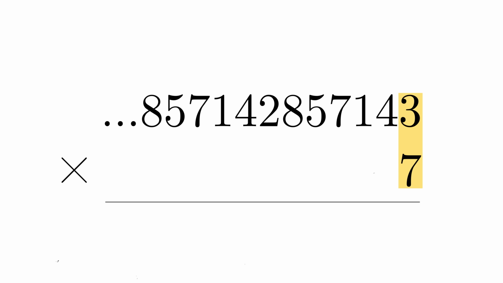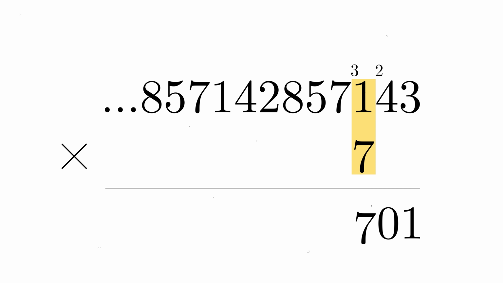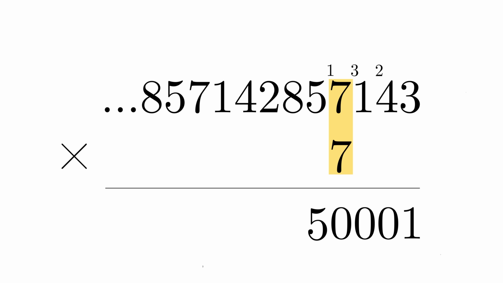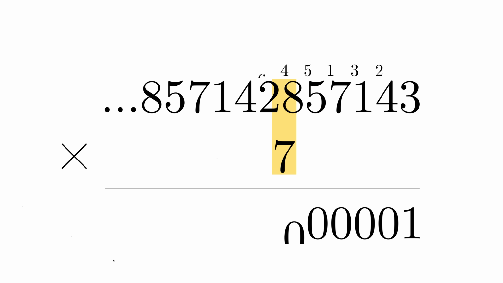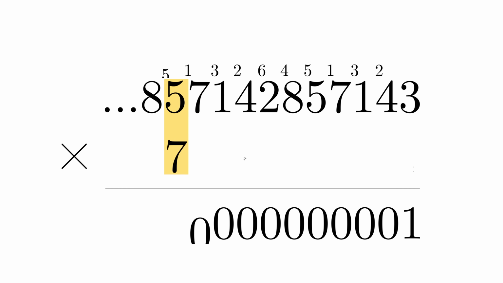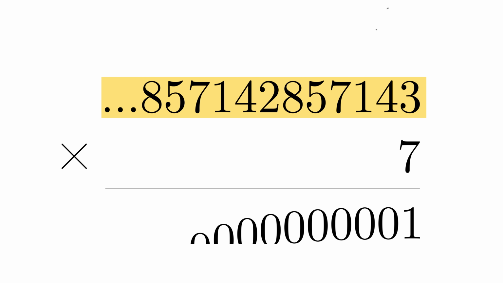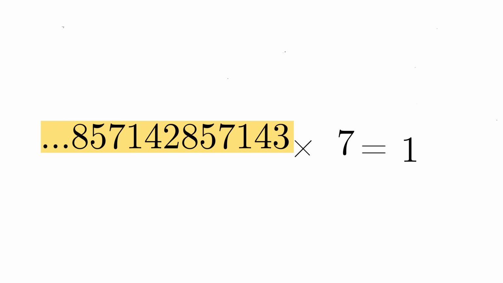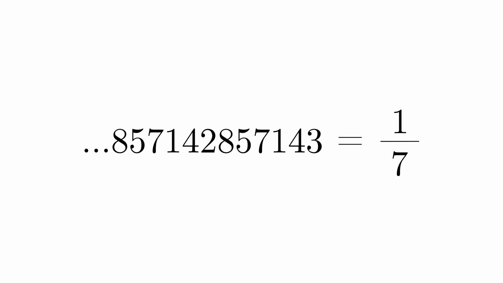So 7 times 3 is 21, carry the 2. 7 times 4 is 28, plus 2 makes 30, carry the 3. 7 times 1 is 7, plus 3 makes 10, carry the 1. 7 times 7 is 49, plus 1 is 50, carry the 5. 7 times 5 is 35, plus 5 is 40, carry the 4. And you can keep going forever, and you'll find all the other digits are 0. So this number times 7 equals 1, which means this 10-adic number must be equal to 1/7.